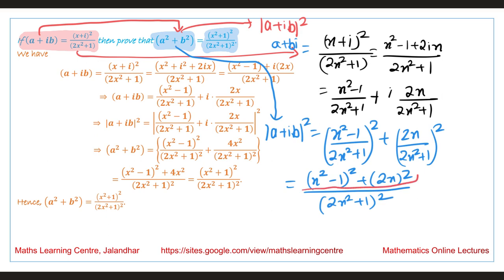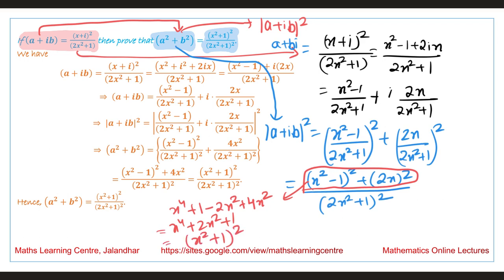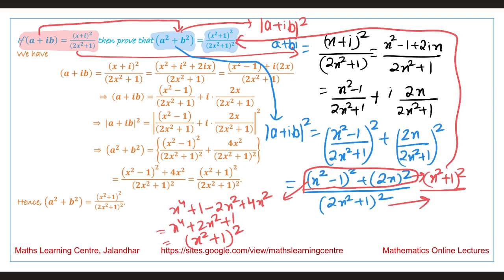Now talking about this numerator part, we will get x raised to the power 4 plus 1 minus 2x square plus 4x square. On solving this, we obtain x raised to the power 4 plus 2x square plus 1, and this is equal to x square plus 1 whole square. So this numerator part is x square plus 1 whole square. The denominator we have is equal to this, and this is the result that we have to prove in this case.